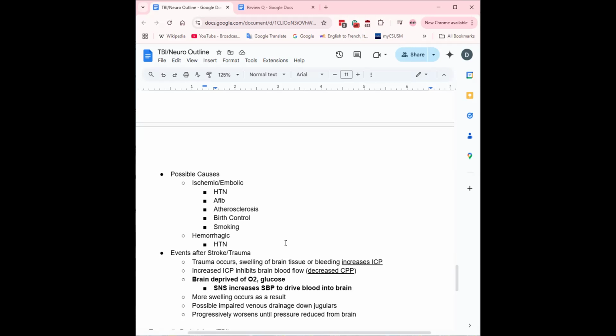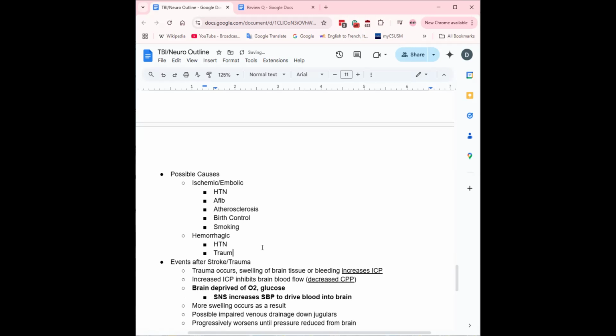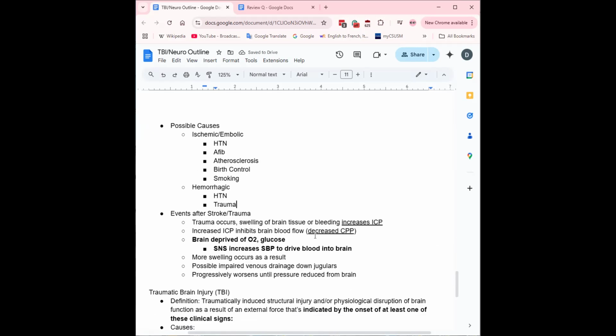Oh, actually, it was listed here. That's cool. Arteriovenous malformation. Cool stuff. Trauma. All right. Don't forget again, it's just there for reference and context. You're not going to get a select-all-that-apply question on causes, so don't worry about that.